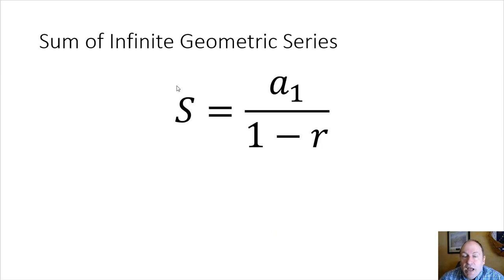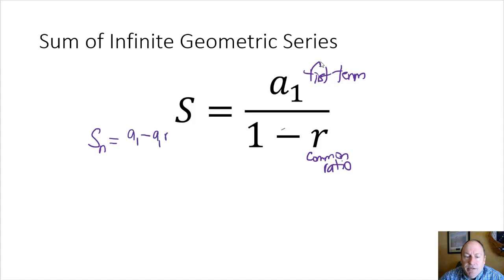So we've talked around the idea of the sum of an infinite geometric series. Let's actually look at calculating it. The sum of an infinite geometric series is equal to a sub 1, the first term, divided by 1 minus r, the common ratio. Very simple formula. It is related to the sum of a partial geometric series. You might recall that the sum of the first n terms is equal to a1 minus a1 times r to the n, over 1 minus r.